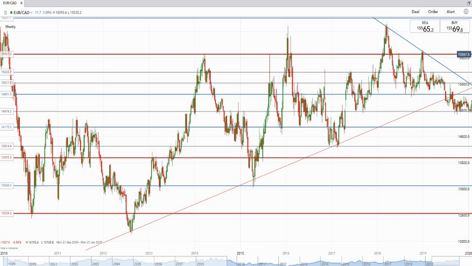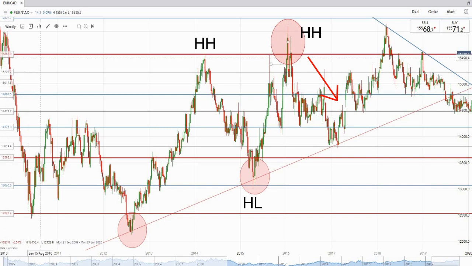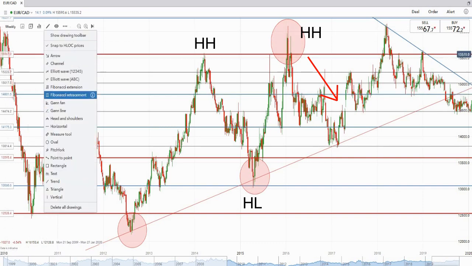Lastly, here is a weekly chart of the euro versus the Canadian dollar. As you can see, the price has bounced off the ascending trend line twice, forming higher highs and higher lows. It had formed a new higher high and was retracing. Let's add the Fibonacci indicator from the most recent higher low to the most recent higher high.